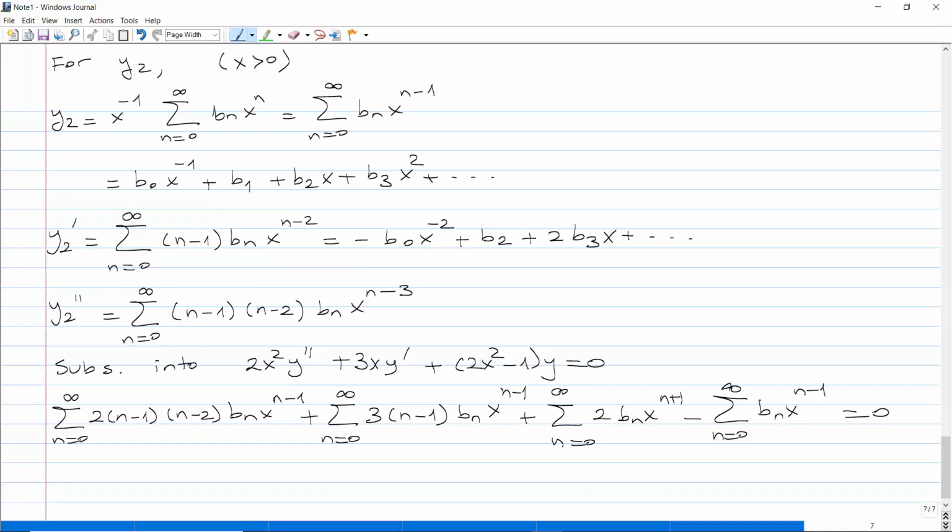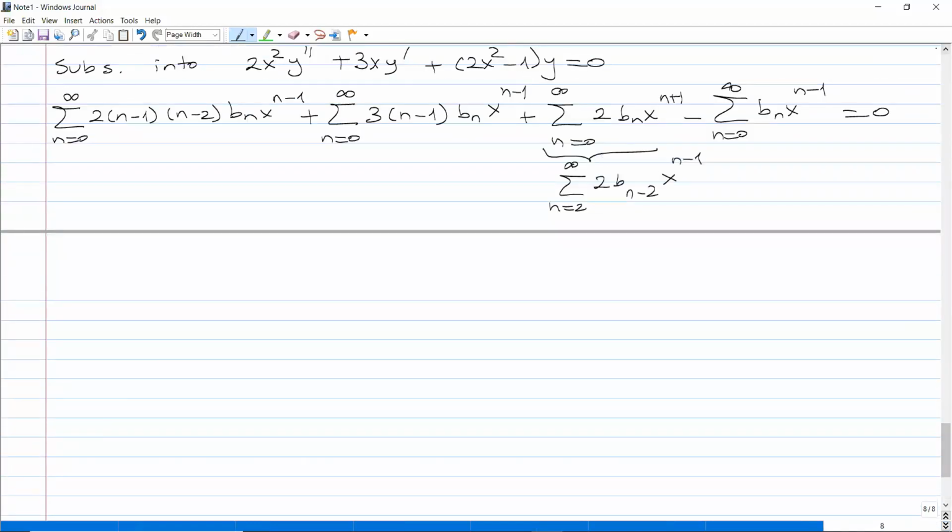So this should be 0. Again, only in this term, the power of x is not n minus 1. I need to bring it down by 2. So I write this as n from 2 to infinity, 2 bn minus 2, x to the n minus 1. And again, I write the terms for n equals 0 and n equals 1, and the rest n starts from 2.